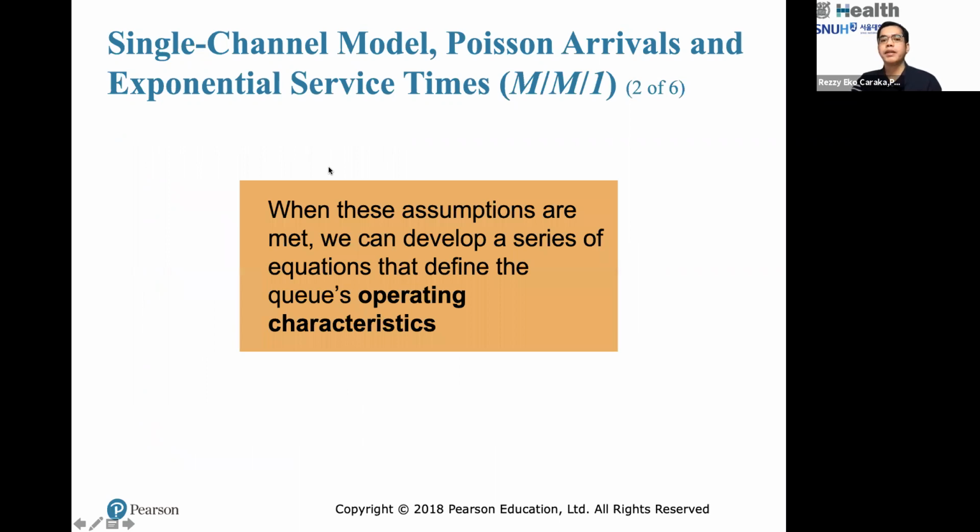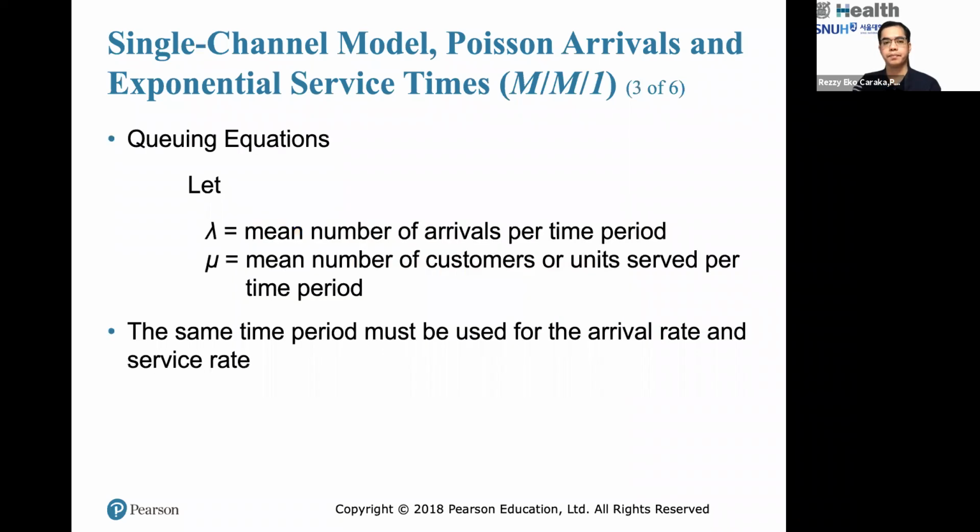So when the assumptions are met, we can develop a series of equations that define the queue's operating characteristics. Because we are using the Poisson distribution, we only have 2 parameters: lambda and mu. Lambda means the mean number of arrivals per time period, and mu means the number of customers or units served per time period. The same time period must be used for the arrival rate and the service rate, so we have to make sure of how much our lambda and our mu are.